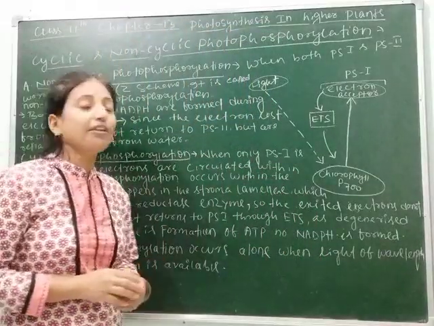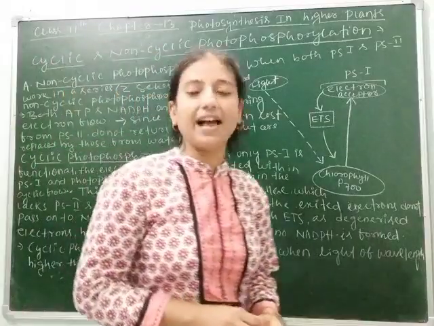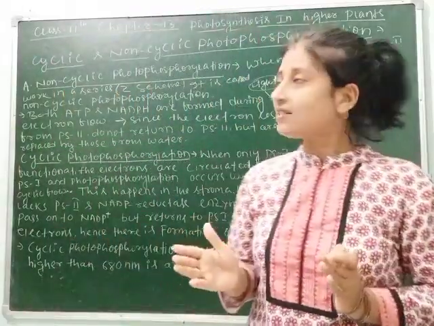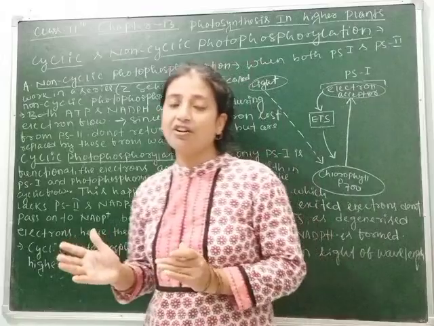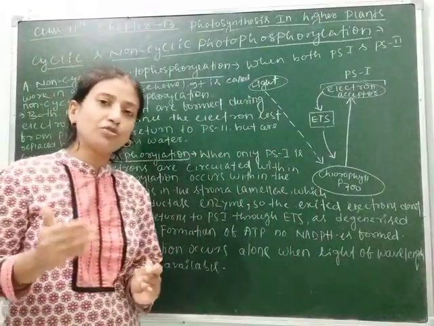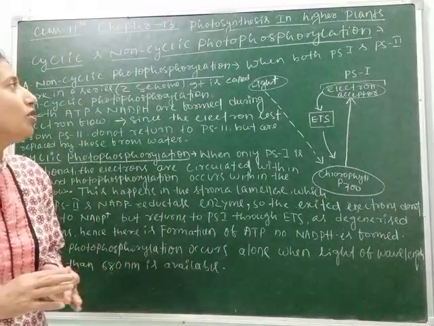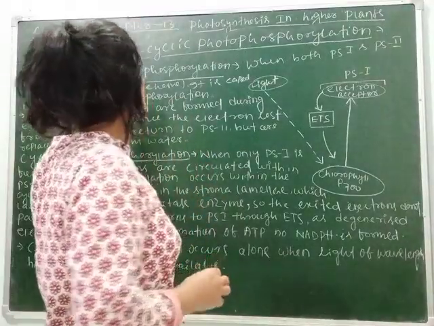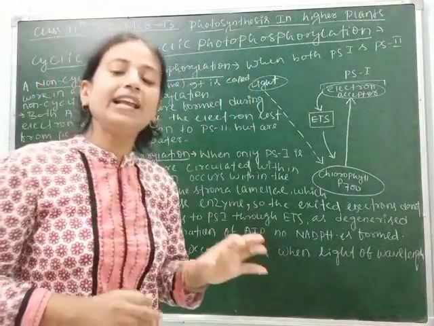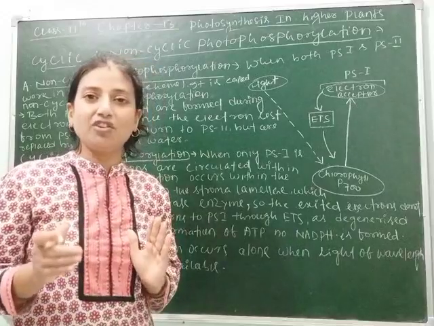And let's continue chapter 13 of class 11, that is photosynthesis in higher plants. In my last class, I explained to you about non-cyclic photophosphorylation, in which we saw how electron transport occurs between PS1 and PS2. So today we will study cyclic and non-cyclic photophosphorylation. So what is cyclic and what is non-cyclic?